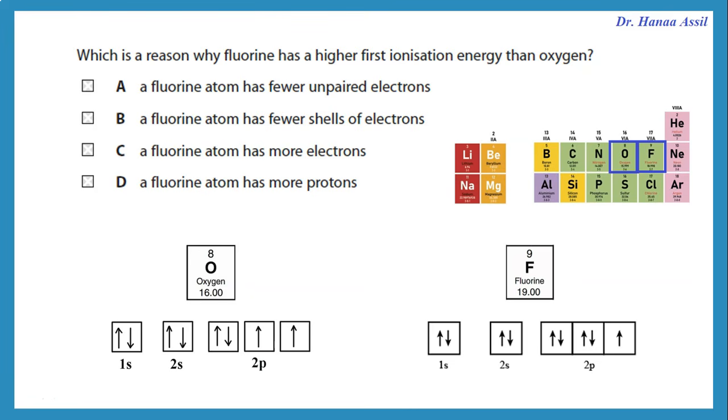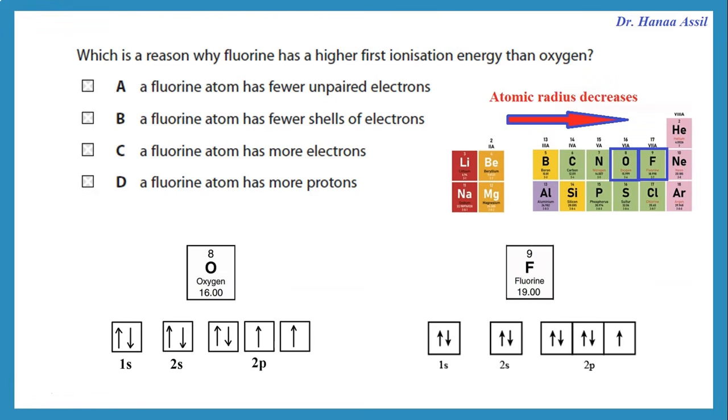So the difference between oxygen and fluorine would be what? It would not be fewer unpaired electrons or fewer shells, but it will be the fact that as we go from oxygen to fluorine, oxygen has 8 positive protons in the nucleus attracting the electrons. Fluorine has 9 positive protons. So we said as we go from oxygen to fluorine, the atomic radius is smaller. So that means the electron in fluorine is more strongly attracted to the nucleus. Why? Because fluorine has more protons attracting the same number of energy levels.